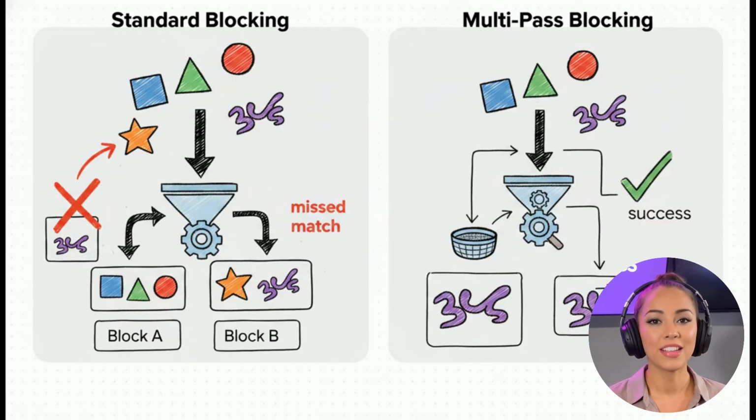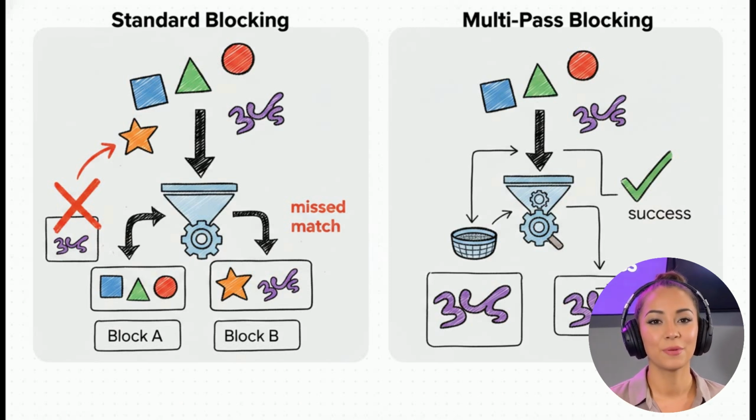Now, there are a couple of ways to do this. On one hand, you've got standard blocking. It's simple. Use one rule like the first 4 letters of the company name. Super fast. The downside, you might miss some duplicates. On the other hand, you have multi-pass blocking. This gives you multiple shots at grouping duplicates together using different rules like company name, then maybe website domain, then phone number. It's a bit more work, but it catches way more stuff.